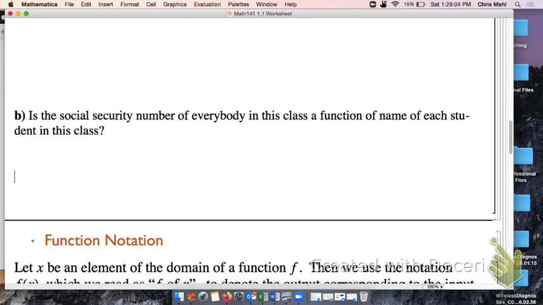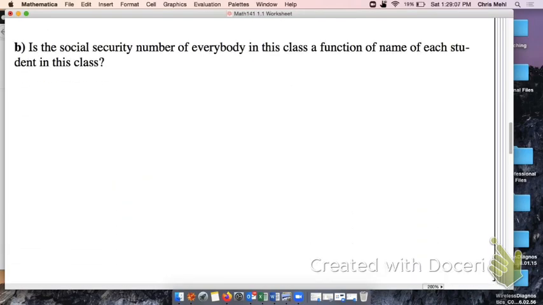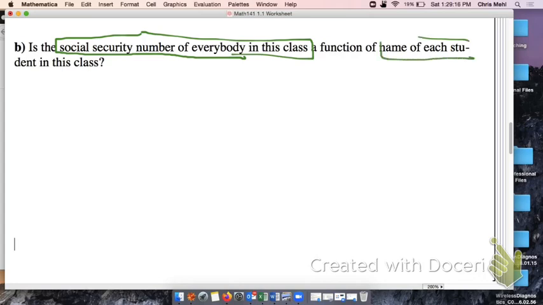If you look at part B, here's another function described verbally. Is the social security number of everybody in our class a function of the name of each student? Now again, there's two different sets going on here, two different quantities. Your inputs and outputs don't necessarily have to be quantities. They could be any collection of objects, collection of colors, all sorts of things. But is the social security number of everybody in the class a function of the name of each student in this class?